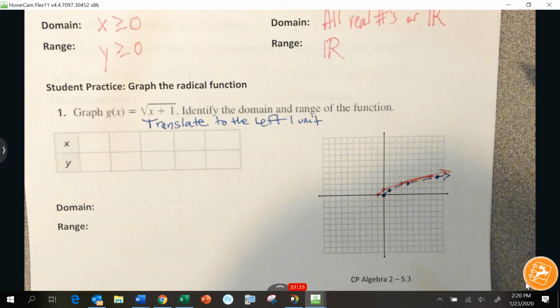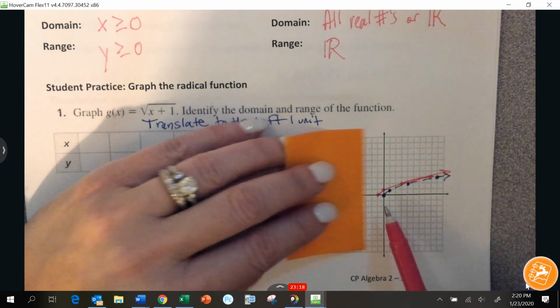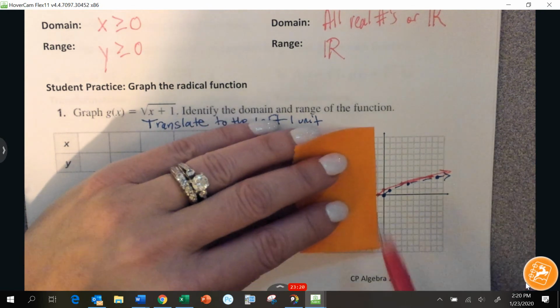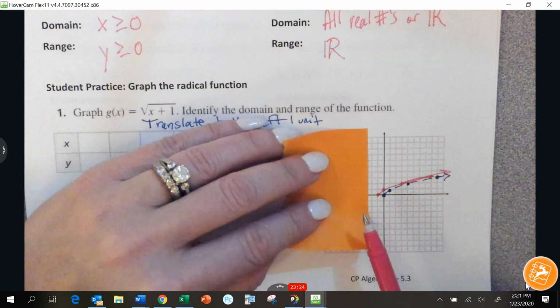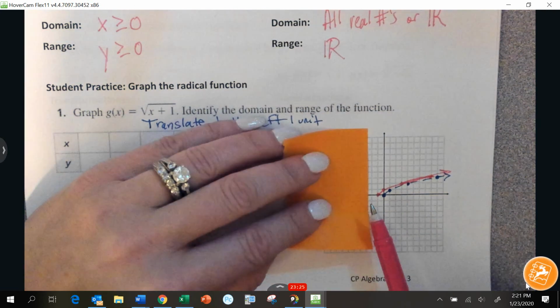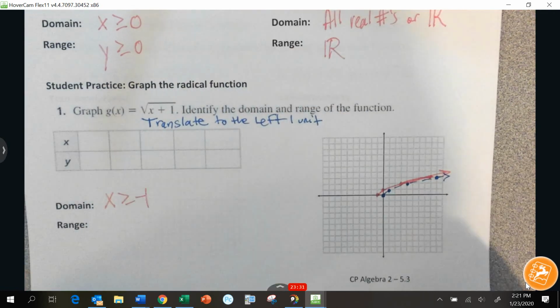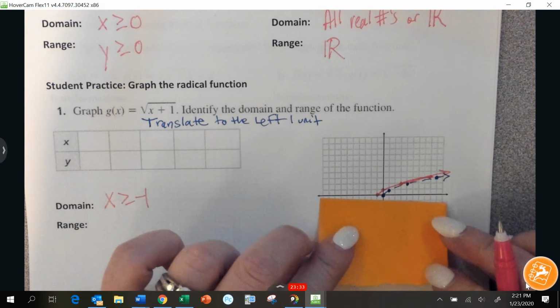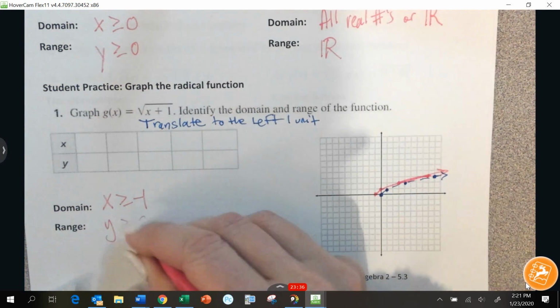Domain, how far to the left? How far to the left does this go? How far to the left does this go? That's not a 1. It's a negative 1. So x is going to be greater than or equal to -1. How far down does it go? So y is greater than or equal to 0.